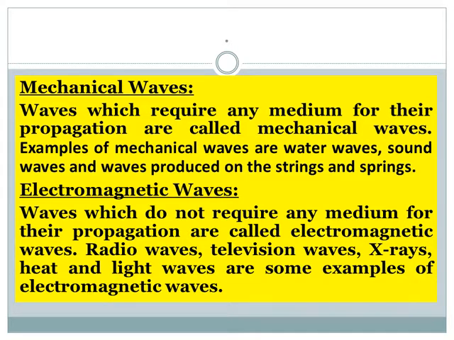Electromagnetic waves are those waves which do not require any medium for their propagation. The examples of electromagnetic waves are radio waves, television waves, X-rays, heat and light waves. These are actually those type of waves which do not require any medium for their propagation. For example, in space there is nothing from which heat and light could propagate.